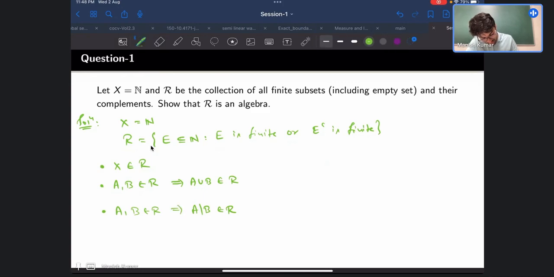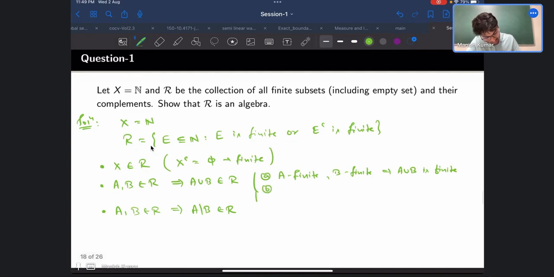Okay, so let us see this one. So X belongs to R, basically, is it possible? We know that the X complement is phi, right, and this is finite. So X is there. Now suppose A and B both belong to R. So suppose the first case, that A, B belong to R means suppose A is finite and B is finite. If both are finite, this would imply A union B is finite, right?